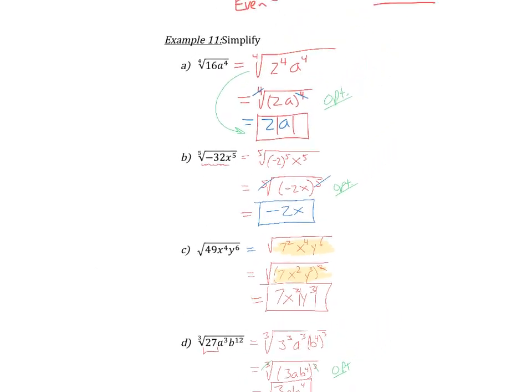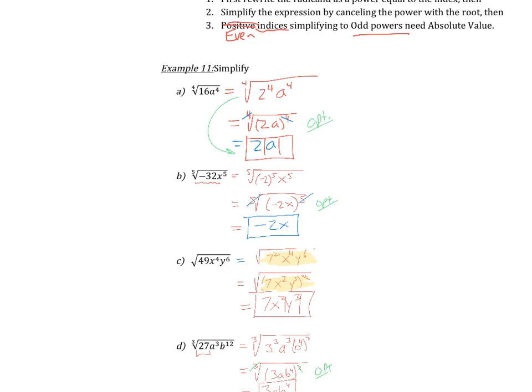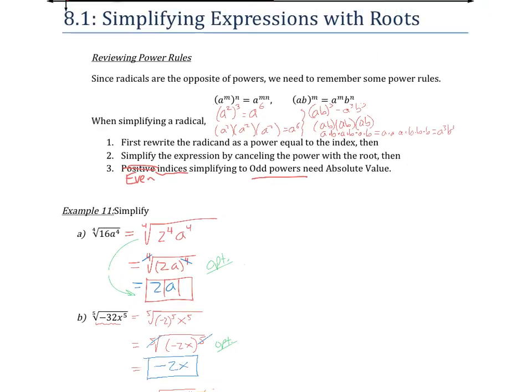all right, hope that helps. Hope that gives you an idea of how to simplify a radical with an index bigger than 2. Good luck.